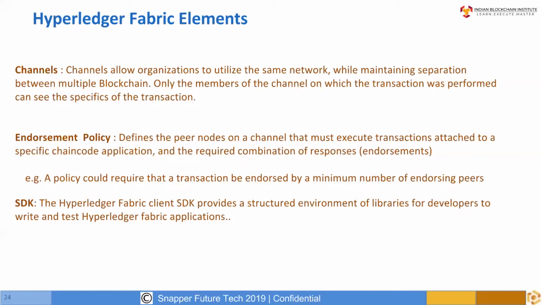And the endorsement policy defines who is going to sign the transaction. Who is going to sign the transaction is defined in the endorsement policy. For example, peer one of organization one and peer two of organization two have to sign the transaction. So that is the endorsement policy.